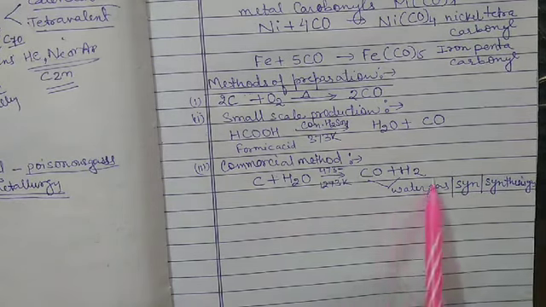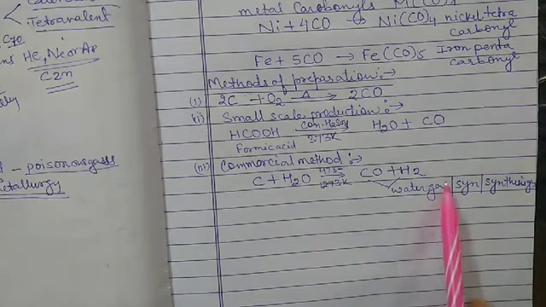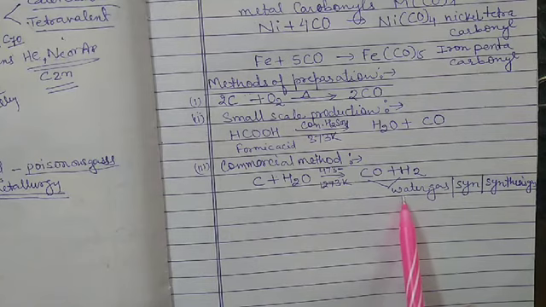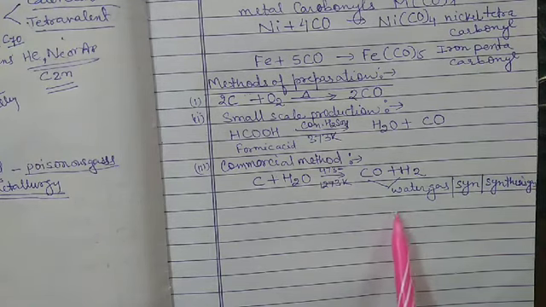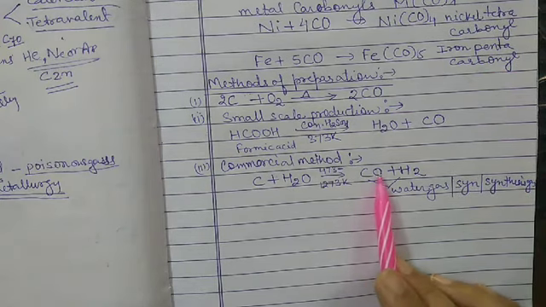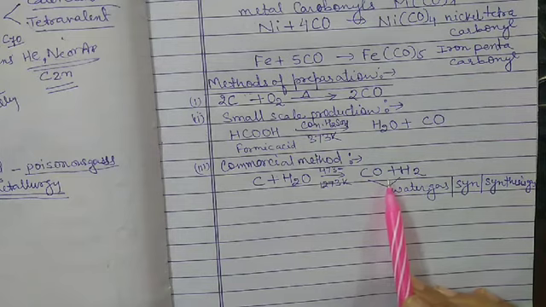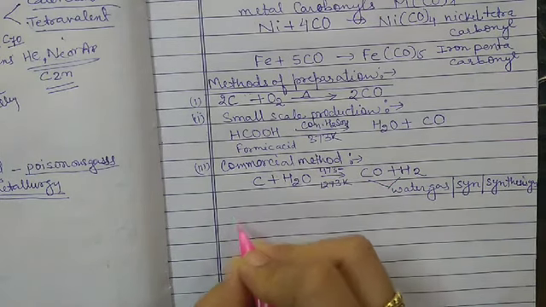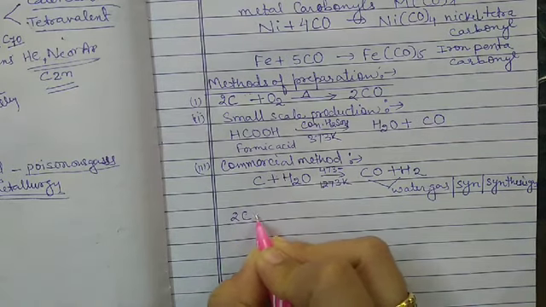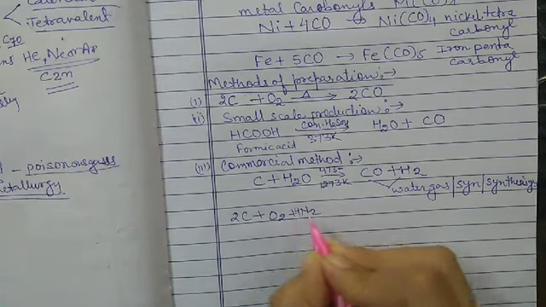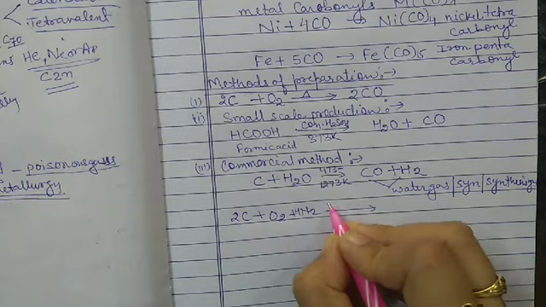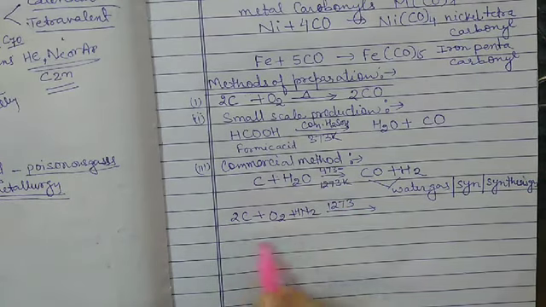Now in this reaction, if air is passed instead of steam, a mixture of carbon monoxide and N2 is produced, which is known as producer gas. The mixture of CO and N2 is known as producer gas. For that, the reaction is O2 plus N2, that is air is passed, at the temperature of 1273, and we get a mixture of carbon monoxide and N2, and that mixture is known as producer gas.